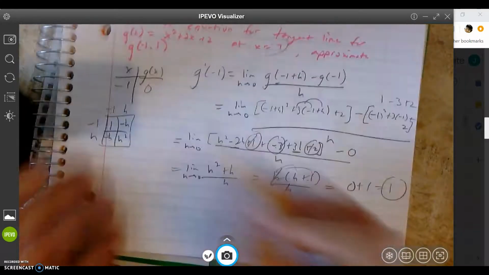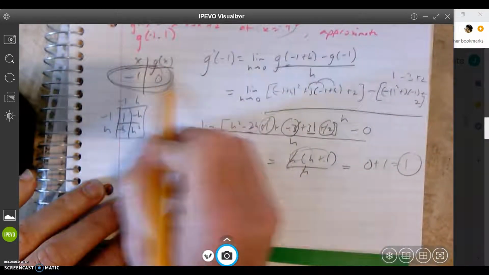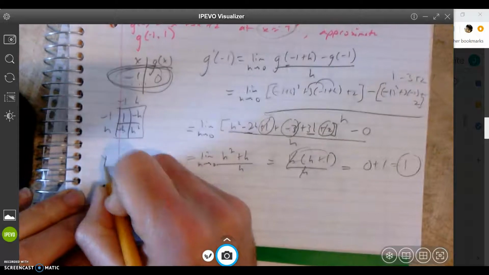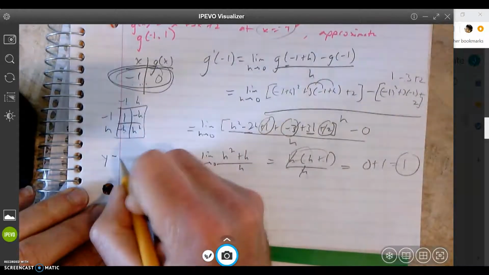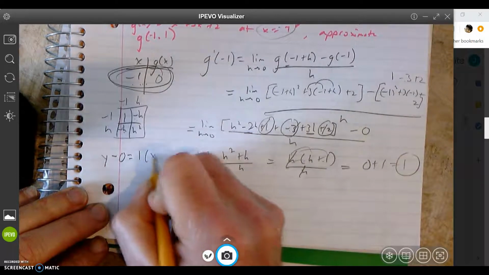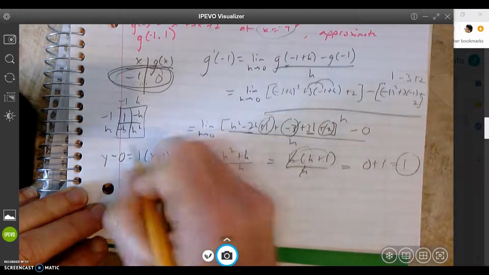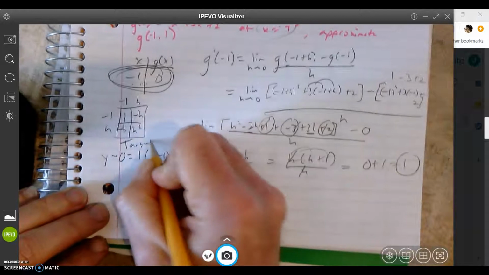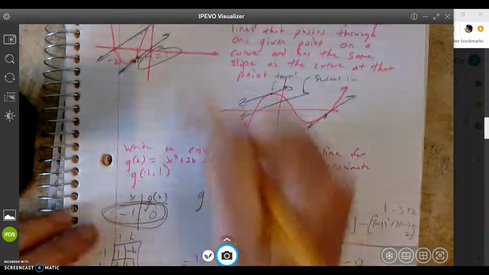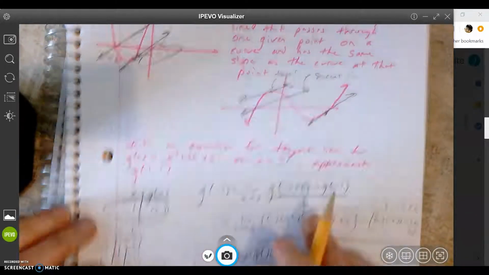Cool. All right, so we have our point here. Don't forget that. And we have our slope. So we can write the line. So it's y minus 0 equals 1 times (x plus 1). So this is our tangent line. This is the line that touches the graph at the 1 point, and it's really close to -1.1.